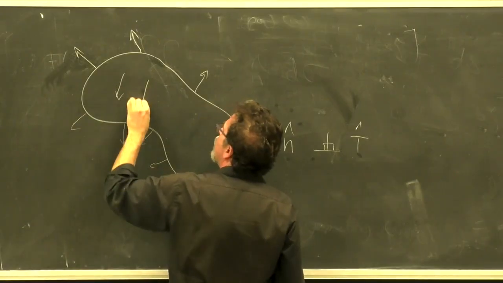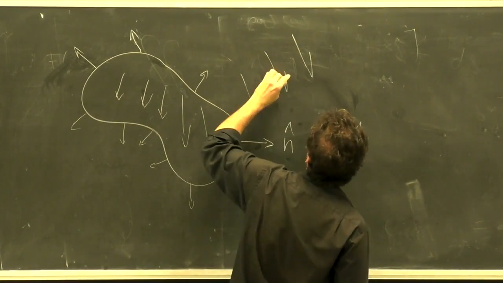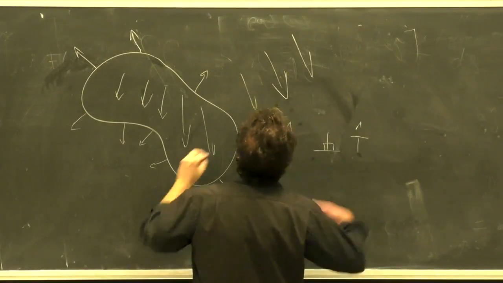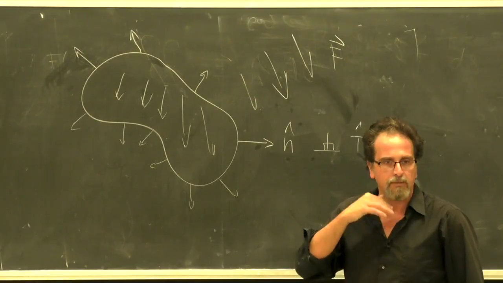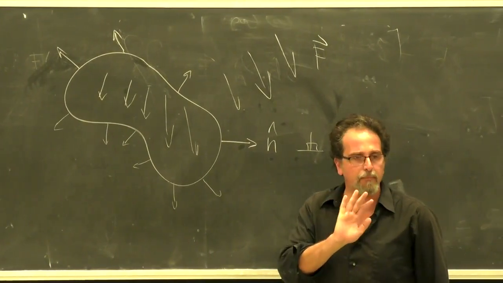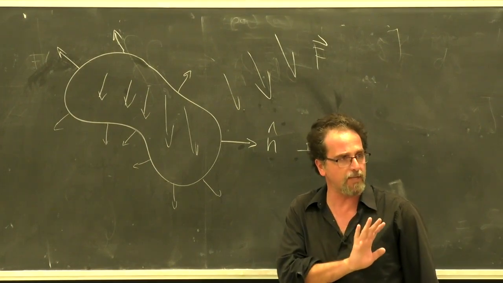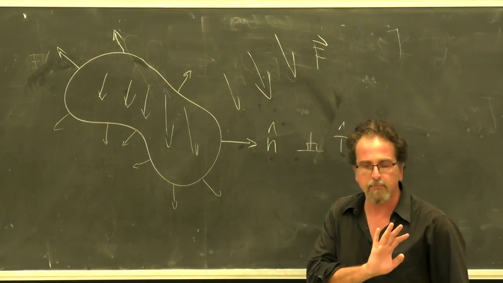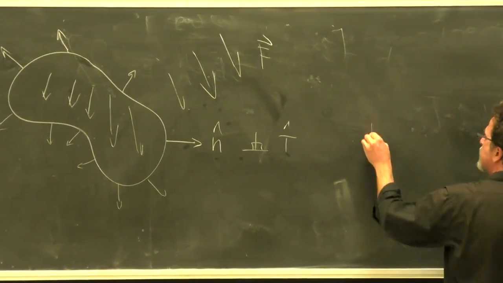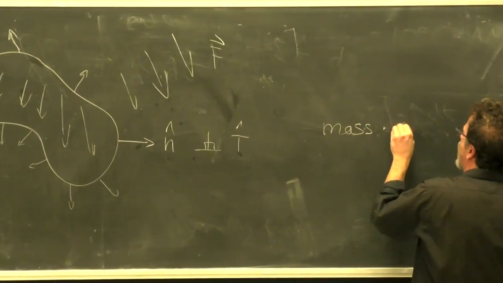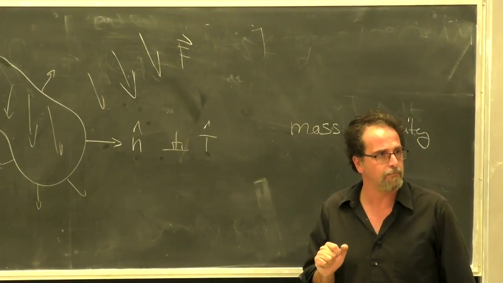On top of that, there is a vector field everywhere in space. I wish I had a different color, but here you go. This is the vector field F. I think the best way to think about this is with momentum density. What is momentum density? Well, we know what momentum is, right? Momentum is mass times velocity.